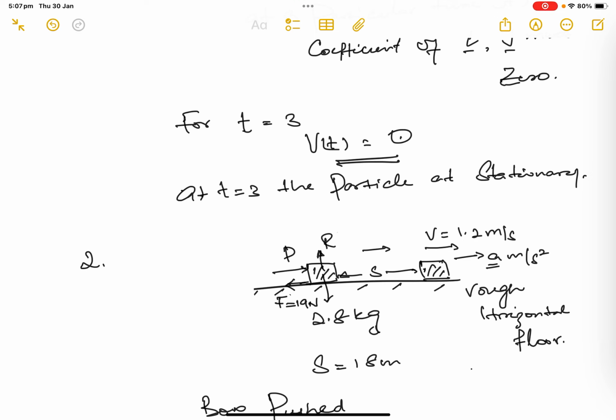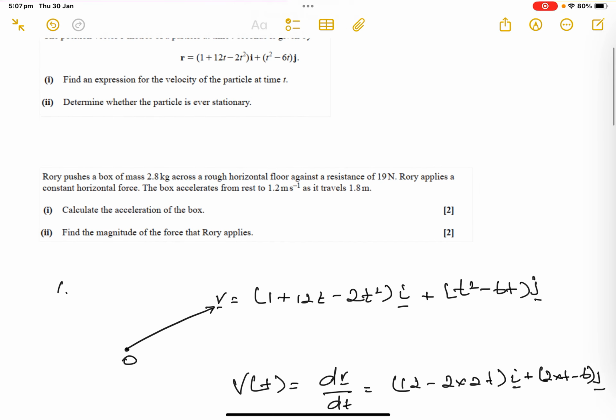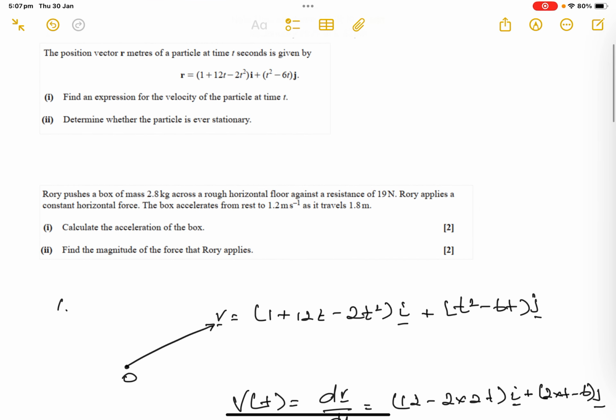A simple question, done. The second question is slightly about forces. The first question was about velocity, and the second question is about forces. So when we deal with forces, let's start with the question first.